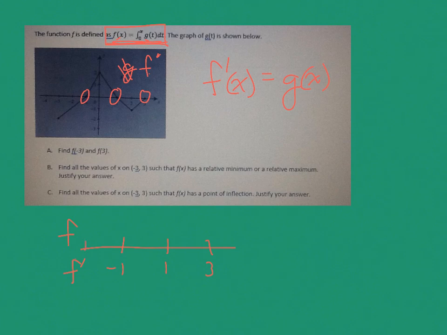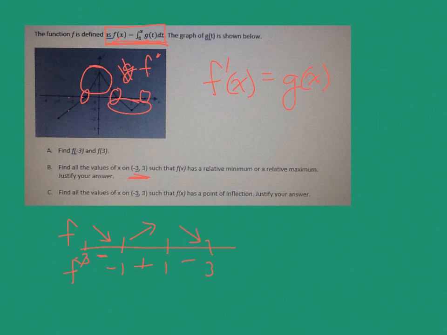I'm going to just put in negative 3 because it's over this interval negative 3 to 3. So let's try negative 2. If I'm at negative 2, my derivative is a negative value, and we are going down. Between negative 1 and 1, all my values are positive, and we are increasing. From 1 to 3, all my values are negative, and we're decreasing.